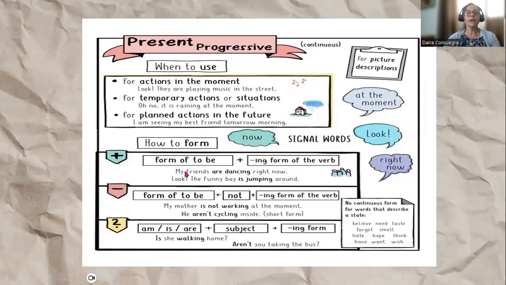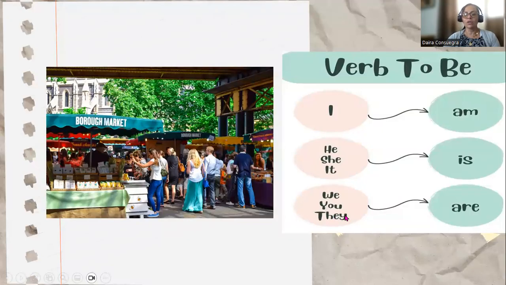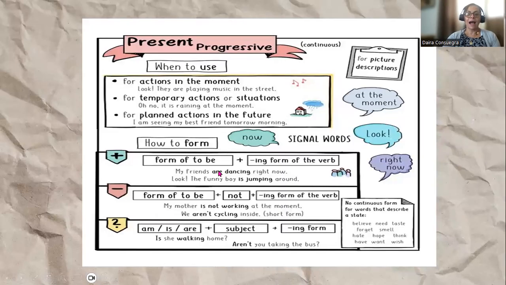My friends are dancing right now. I'm talking about my friends. So when I go back, I know that my friends means they. So I need to use are. So are dance. The word dance means bailar. So I'm going to add ing to the verb, and it says are dancing right now. Mis amigos están bailando ahora.